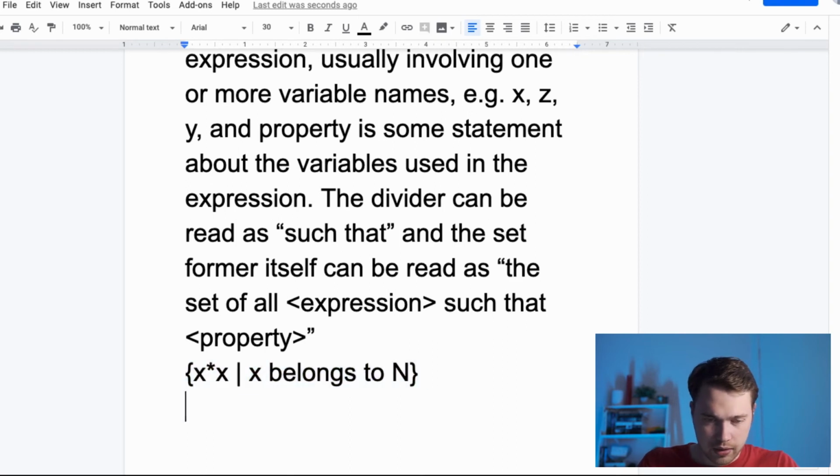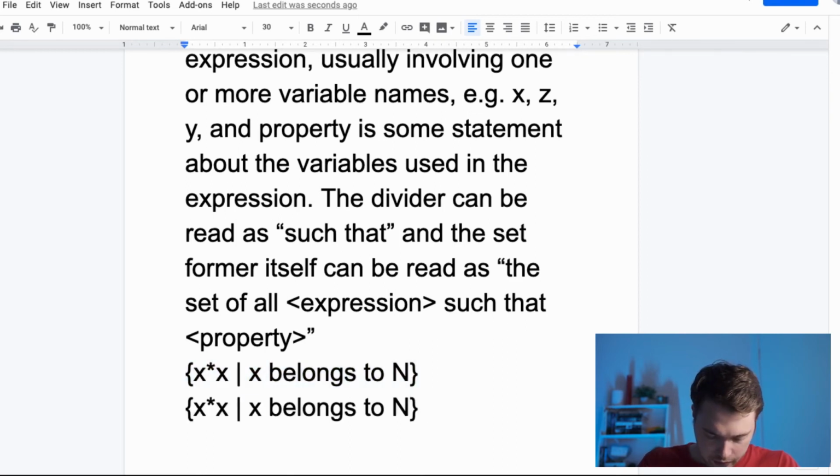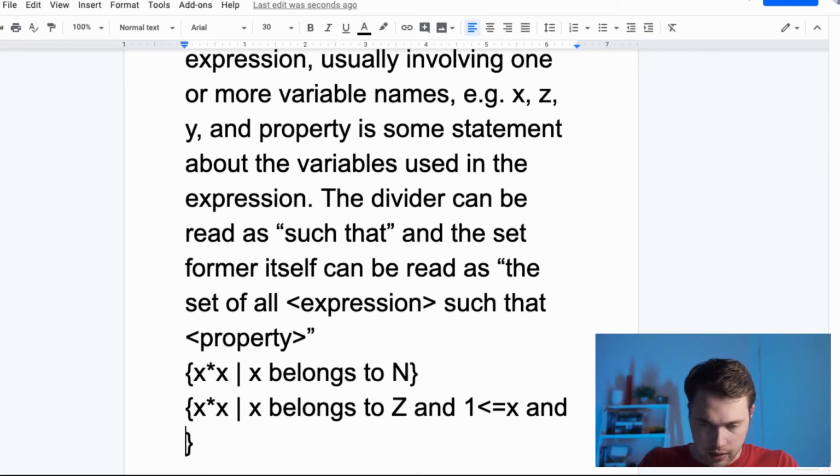Moving on, another example. Basically the same thing, but x belongs to Z, and 1 is less than or equal to x, and x is less than or equal to 5. So it's the set of all x squared, such that x belongs to Z, and x is greater than or equal to 1, and x is less than or equal to 5. So that's how you should read it.